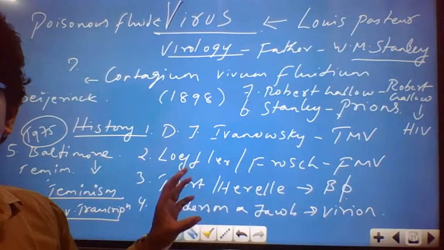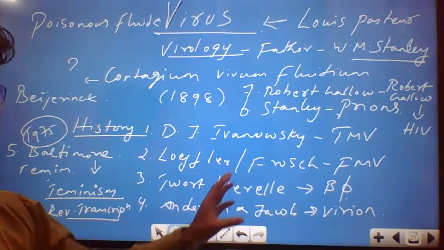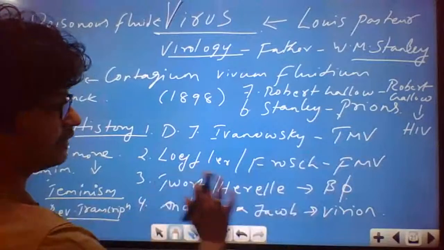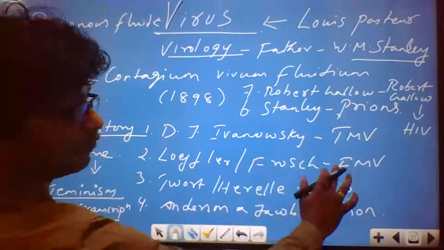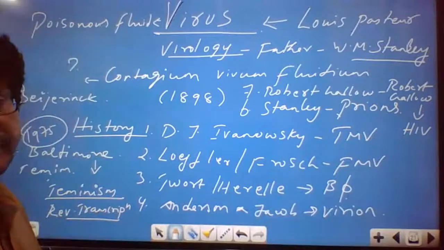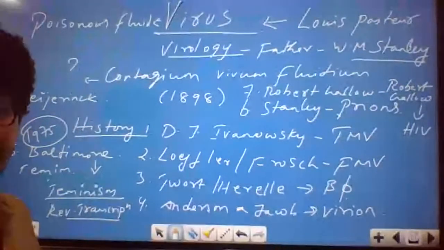From this area, you may get a question, so I'm giving importance to the historical perspective. Ivanovsky is for the tobacco mosaic virus, Frosch and Loeffler for the foot and mouth virus, and Herelle for the bacteriophage. Bacteriophage is nothing but the virus which affects the bacteria.